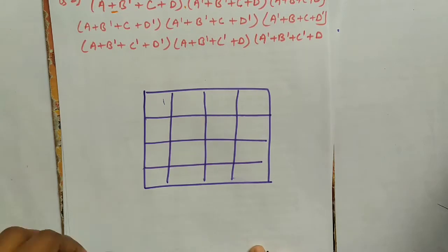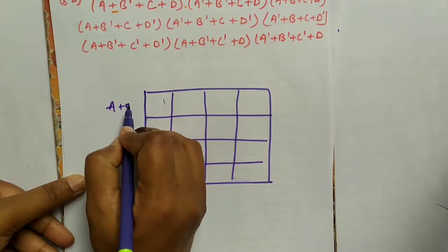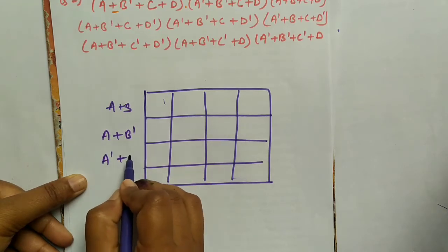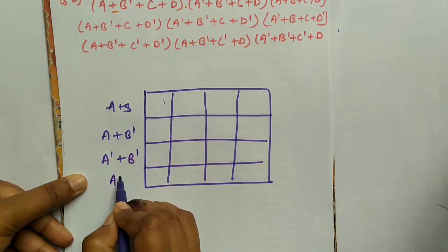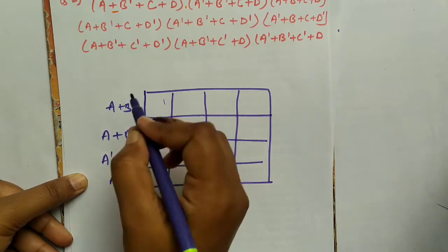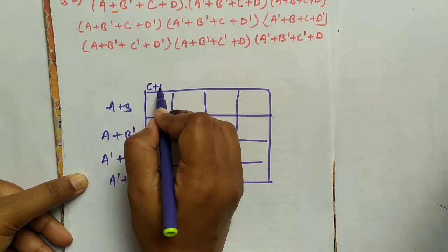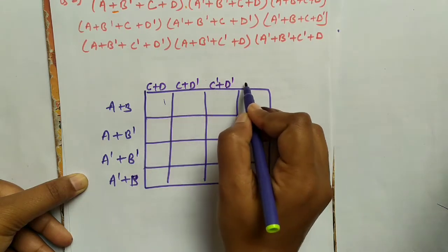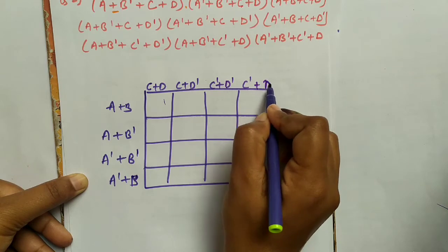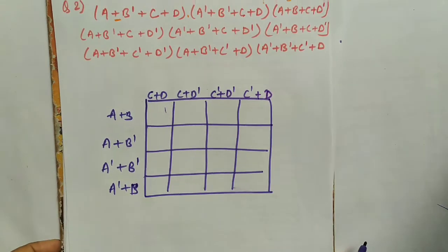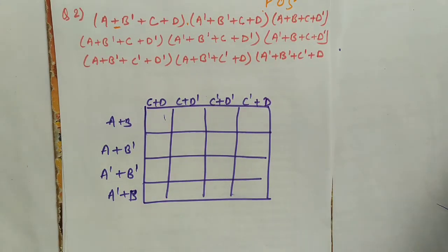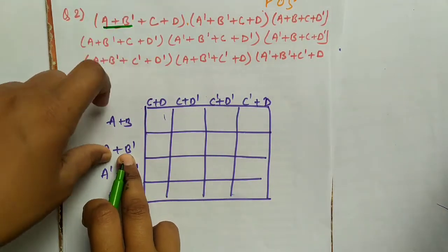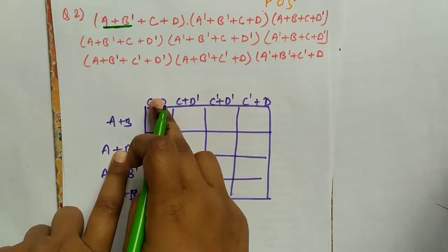Let's put the values. Here is A plus B dash, A dash plus B dash, A dash plus B. Next, C plus D dash, C dash plus D dash, C dash plus D. So the first term is AB dash, that means second row, and CD, that means first column.